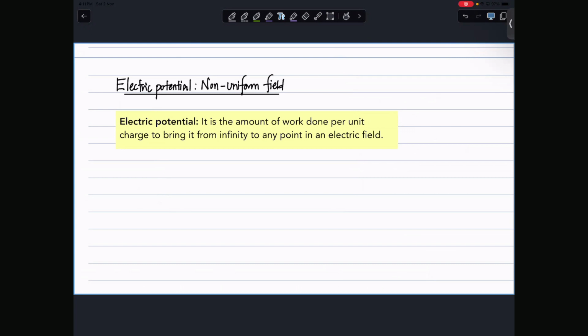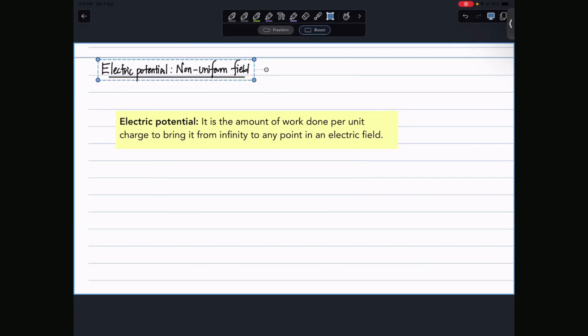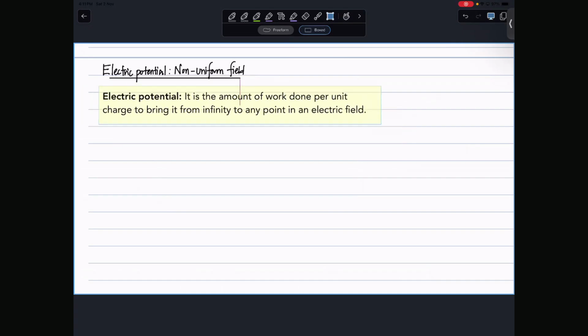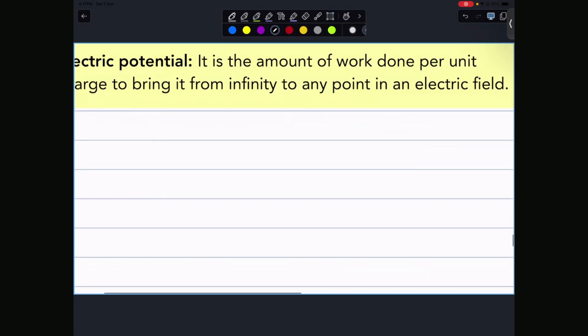Right. So electric potential for a non-uniform field, this is a definition. In fact, this is a definition for any electric potential. But in the non-uniform field we do have an infinite point, right? So we bring it from there. So what is the formula for electric potential here?